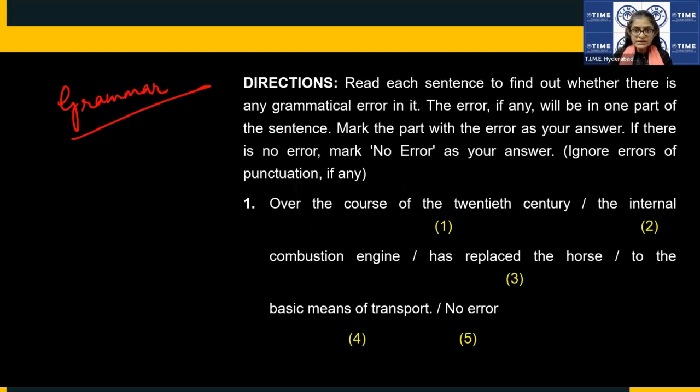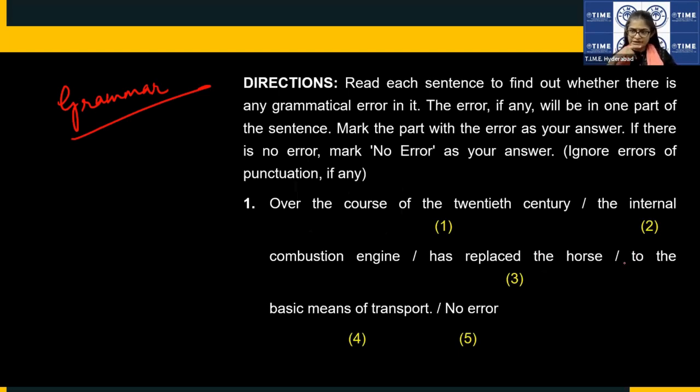Fine. So let us look at these questions. Each sentence has an error in one part, if any. So if there is an error, you have to mark the part with the error as your answer, the number of that part. If there is no error, you have to mark part 5 as your answer. Shall we start?